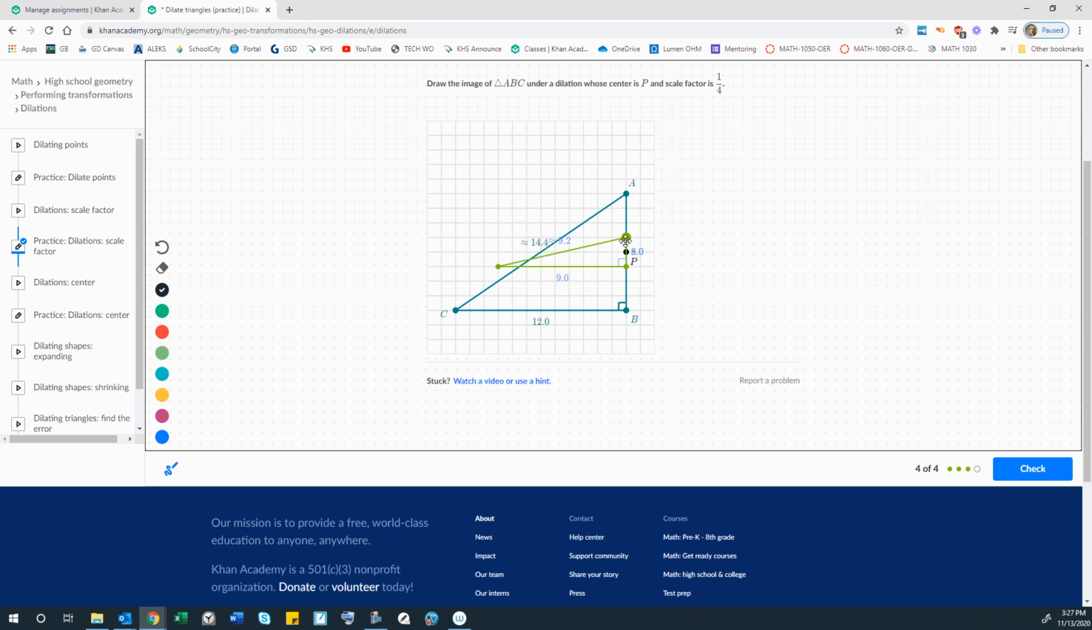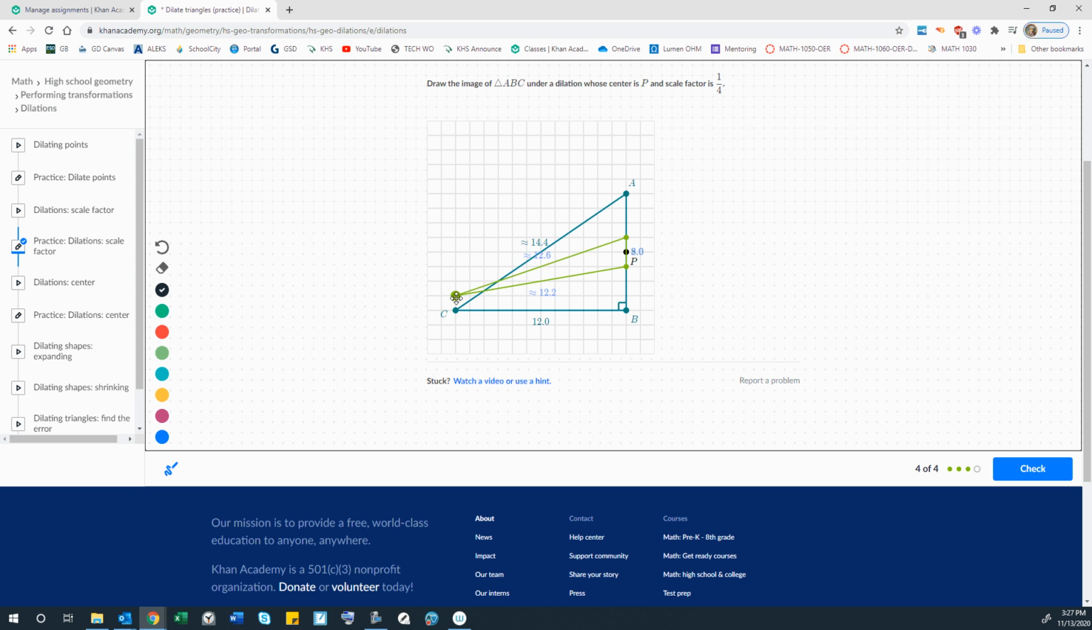Alright, we actually have these 2 points in the right place, so now we just need to work on this point, and we just need to make it a 1/4 of where point C is from point P. So we can do what we've been doing on all of our other problems, and count from point P to point C, or from point C to point P, and then go back out a 1/4 of that.